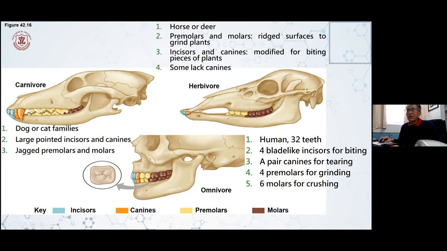Humans have 32 teeth: four blade-like incisors and a pair of canines, four premolars and six molars. So this is for the omnivores. Humans are omnivores. I just show the different types of animals, depending on what kind of food they take in, like carnivores and herbivores, the structure of the teeth is different.